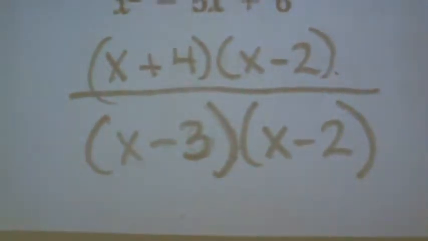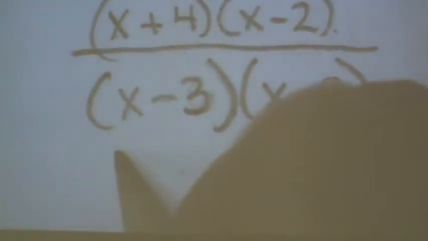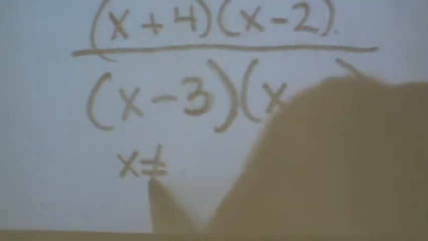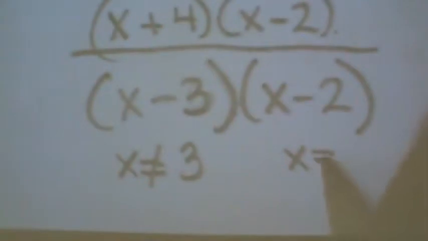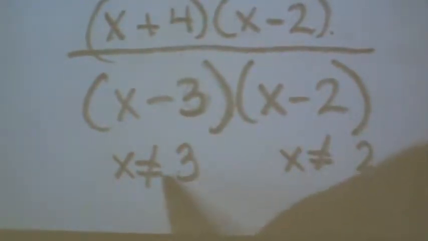Is that correct? All right, let's state the restrictions before we throw anything out. Alex, what are my restrictions? X can't be what? 3. Yeah, 3, and then the next one. Why? Tell me why. Because we'll make 0. Because you'll have 0 in the denominator. So these are called your restrictions.